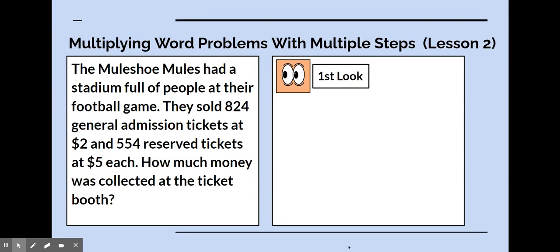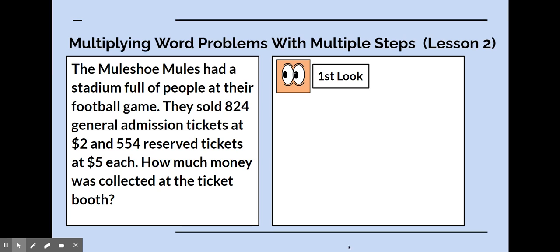Now we're going to practice solving multiplication word problems with multiple steps using our four-look strategy. So the Muleshoe Mules had a stadium full of people at their football game. They sold 824 general admission tickets at $2 and 554 reserve tickets at $5 each. How much money was collected at the ticket booth?